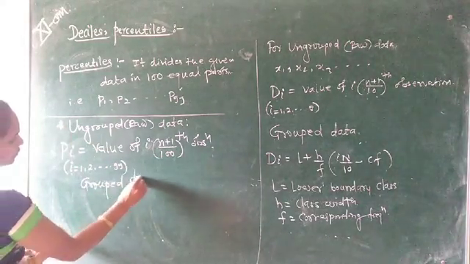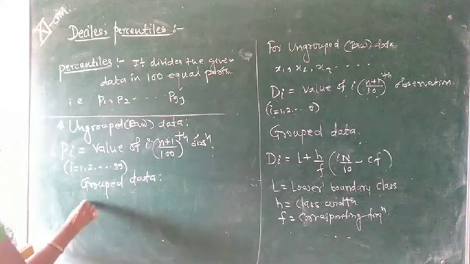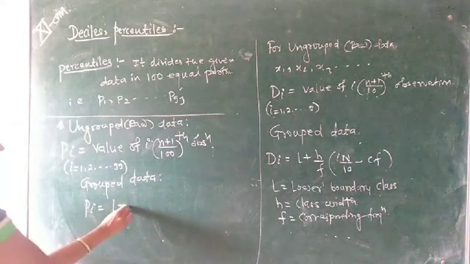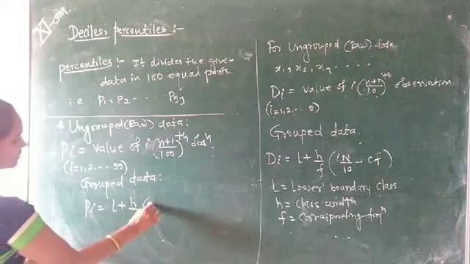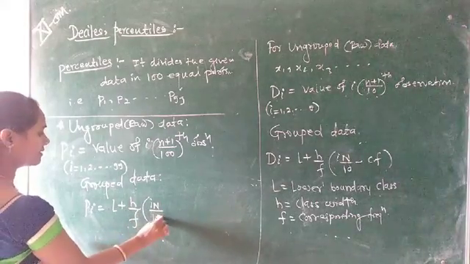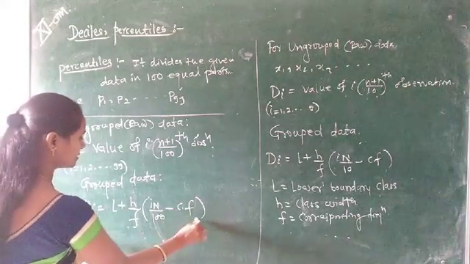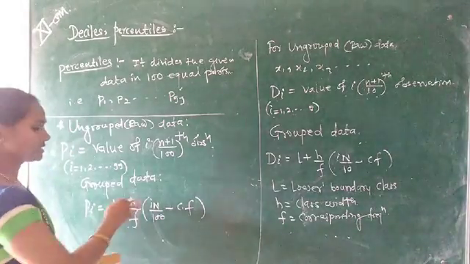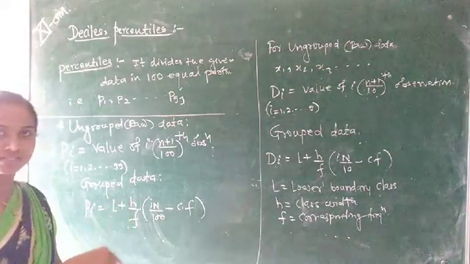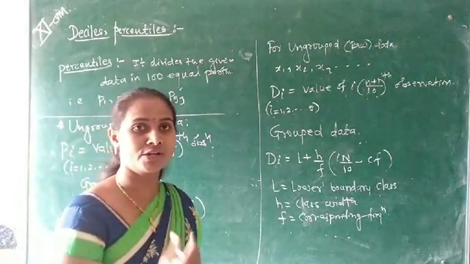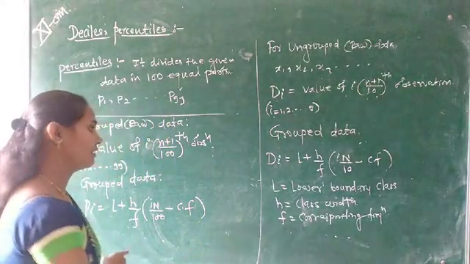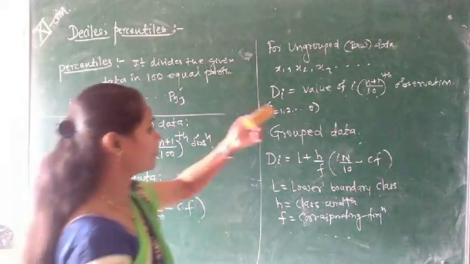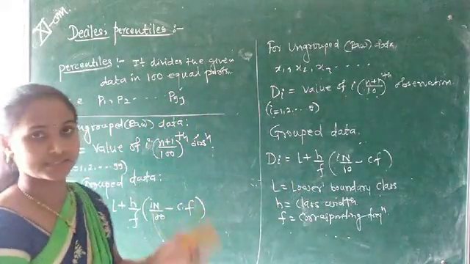Formula for grouped data, that is PR is equal to L plus H upon F into R divided by, again, 100 minus CF. Again L is lower class boundary, H is class width, F is its frequency and CF is cumulative frequency less than the preceding class. This is for deciles and this is for percentile.